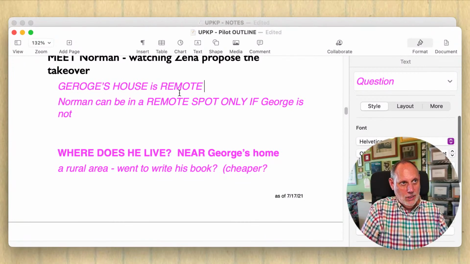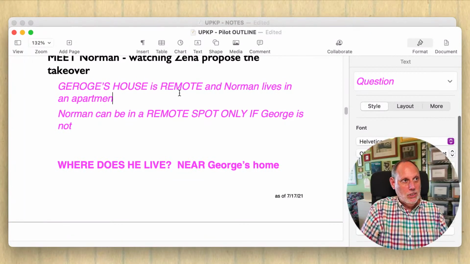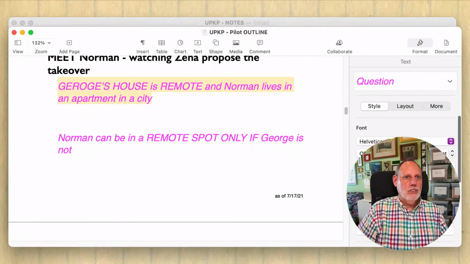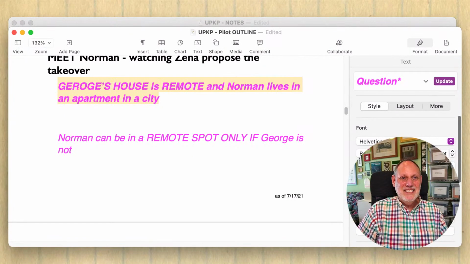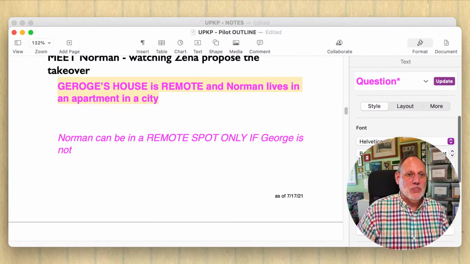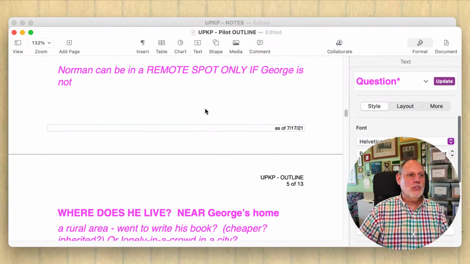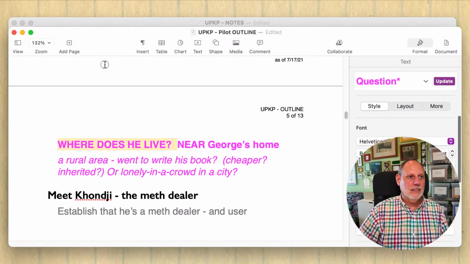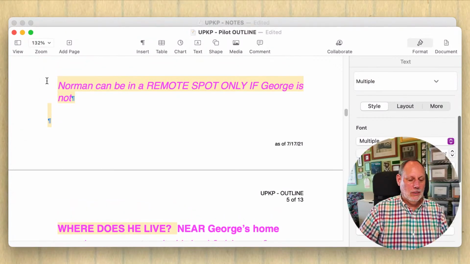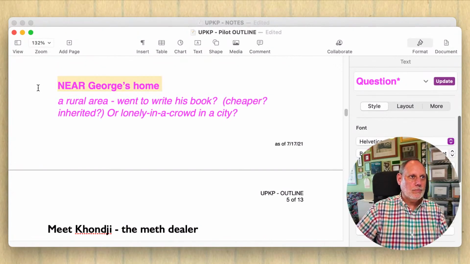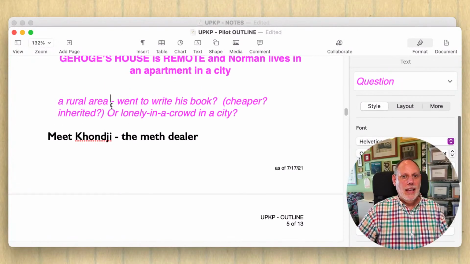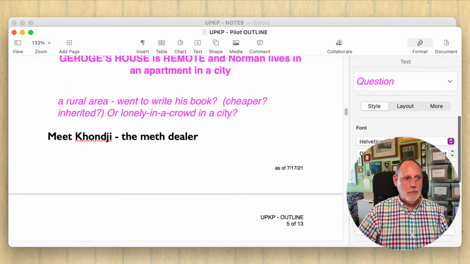George's house is remote, and Norman lives in an apartment in a city. I believe this is truth. And since I'm writing this, I get to say if it's truth. That's the trick. For the moment, we are going to leave it at that. And with that, I believe I'm going to take a pause here.